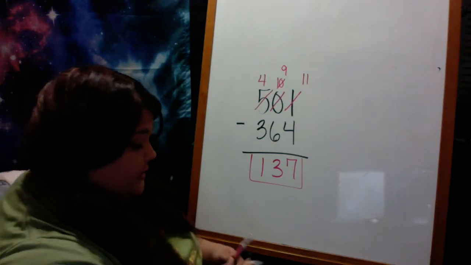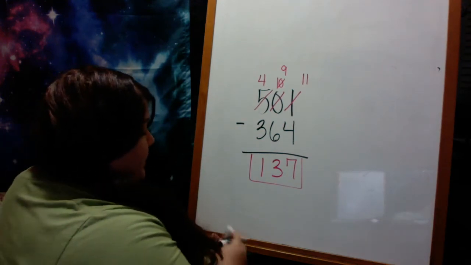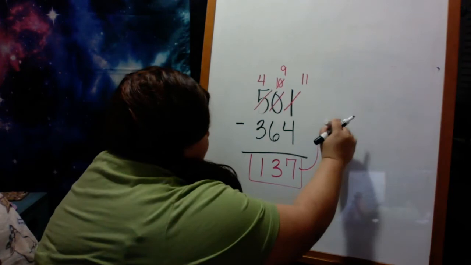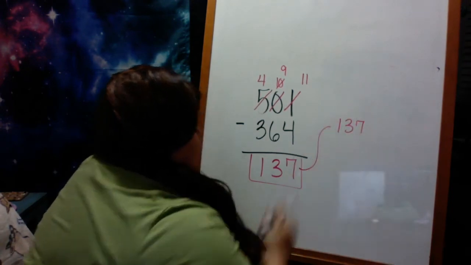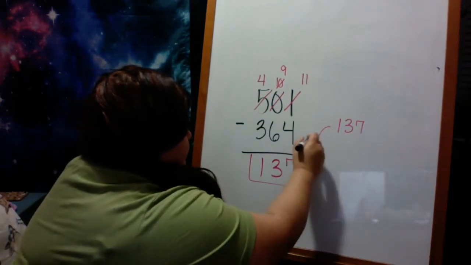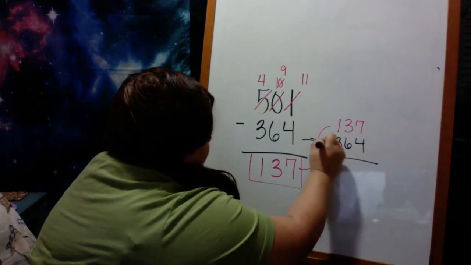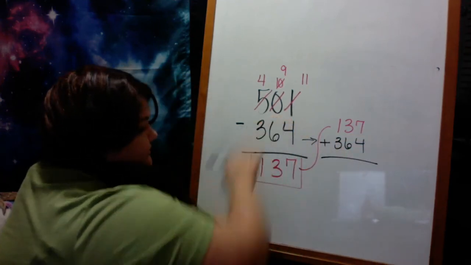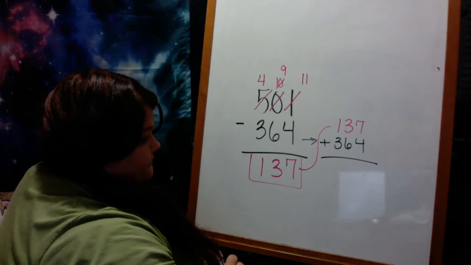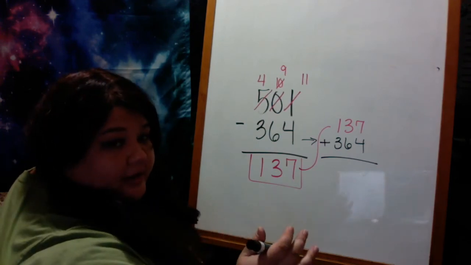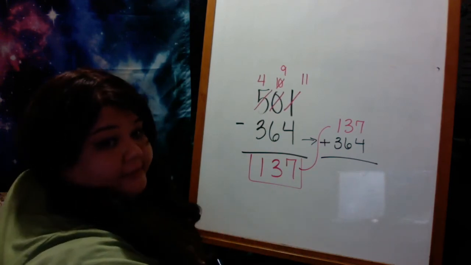I'm going to check using addition. So I'm going to take my 137 and I'm going to add it to my 364. And I'm going to hope that it completes the family and equals 501. Because if it does, I know my answer is correct. If it doesn't, I did something wrong.